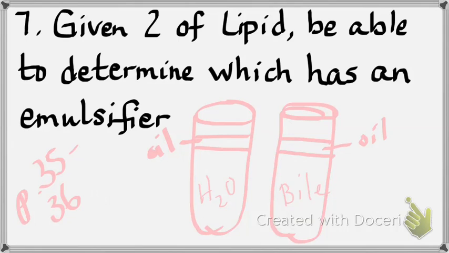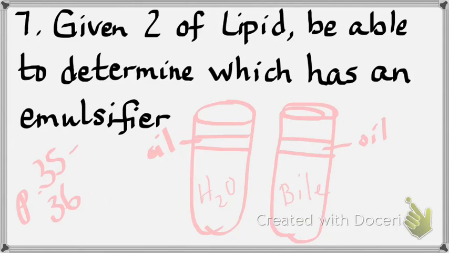Kind of like my drawing up here. And then remember we picked them up and we shook them? And I told you, you're going to have to be able to tell which one is oil and water and which one is oil and bile. How are you going to know? The oil is non-polar, so it doesn't dissolve in water. So when you shake the oil and the water, are they going to mix? No. How about the oil and the bile? What's going to happen there? It's going to make little bubbles of oil.